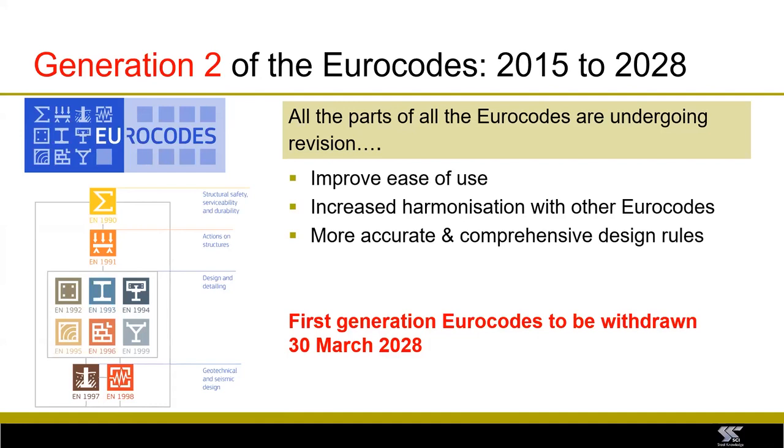and the first generation Eurocodes will not actually be withdrawn until 2028, which is ever such a long time in advance, but they are beginning to come on stream. But you can't use them without the national annex, which each country has to write for each part of the Eurocode. So you see, we're going to be quite busy over the next few years writing national annexes.